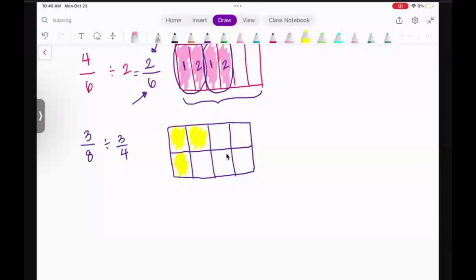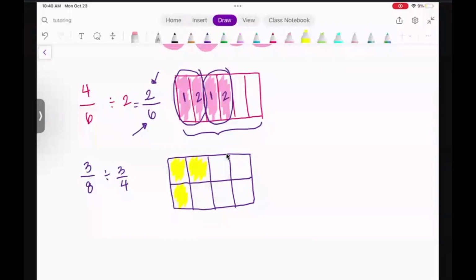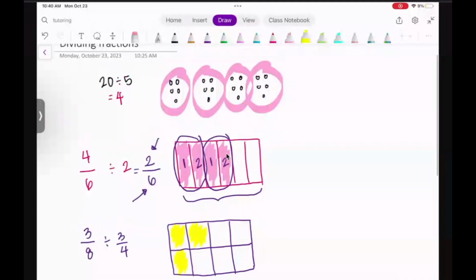Up here, when we divided it by 2, it made sense because it was 1 for me, 1 for you, 1 for me, 1 for you. When you're dividing by a fraction, you're dividing it into sections of 3/4. Does that make sense? Almost like how we did it up here. We're gonna try to make a group of 3/4. Right here, we made groups of 5. There's 5 in each group. How many groups do we get?